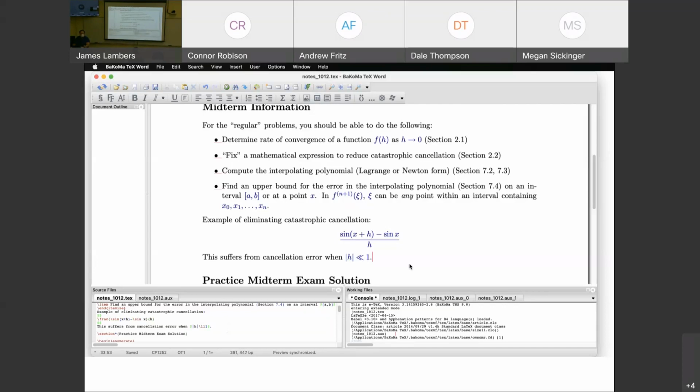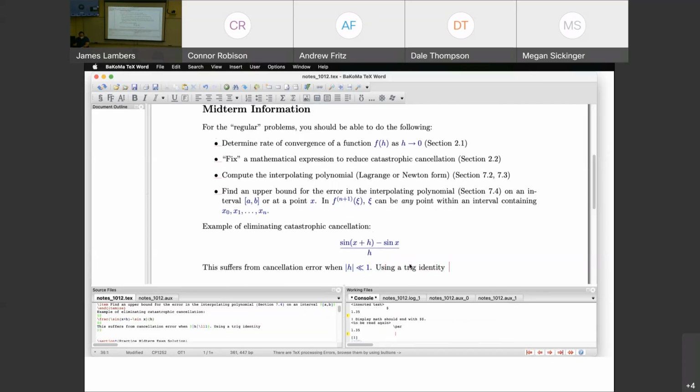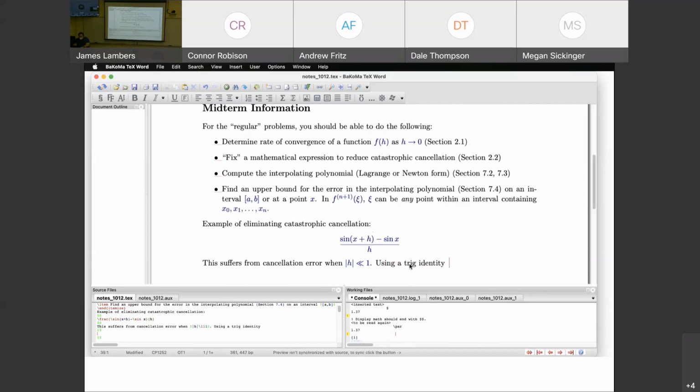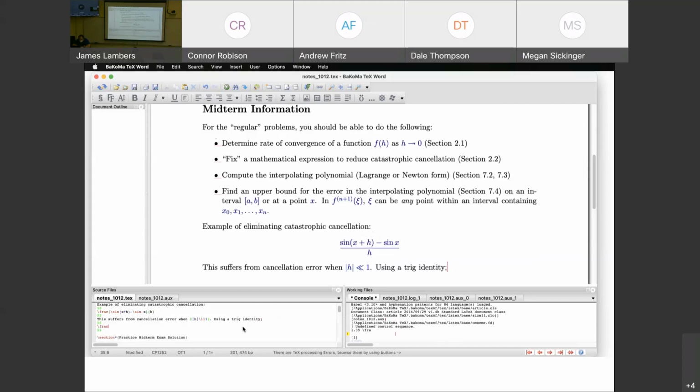Can we try using the sum rule for sine? Yes, trig identities. Sine of x plus h. So the trig identity was the one for the sine of a sum.